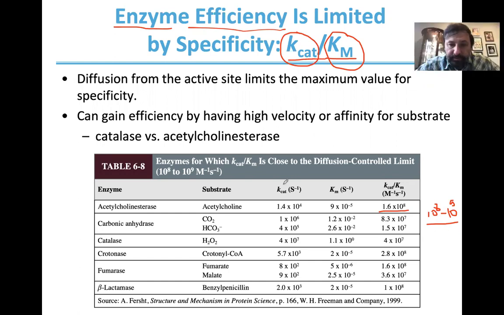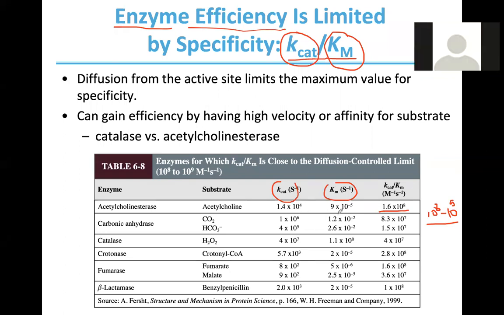So you want high kcat and low Km for high catalytic efficiency, and that's what it is for acetylcholinesterase. That's what it is.